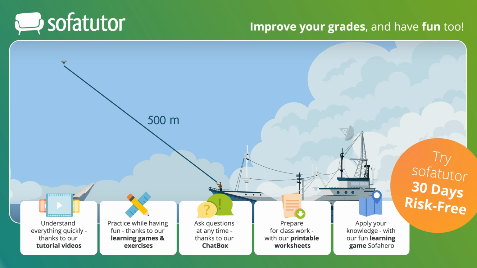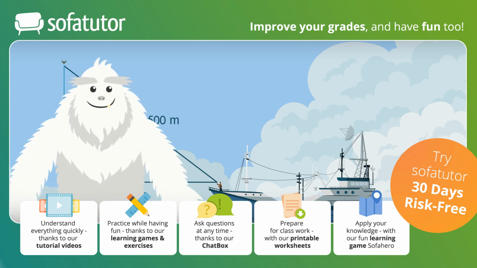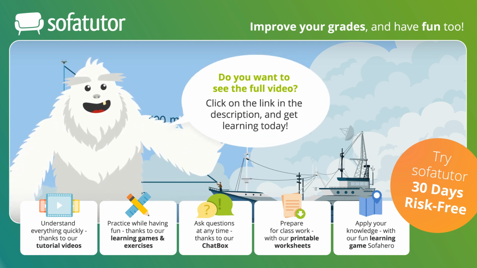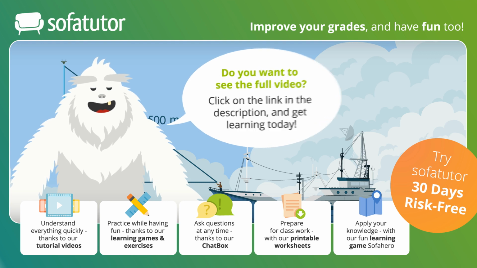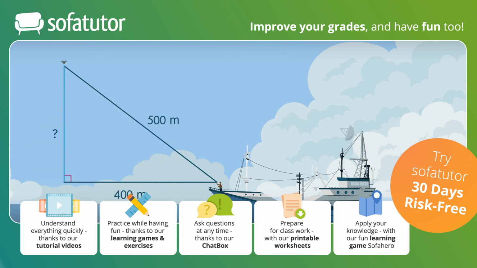The whales are directly below the drone, which means this is the altitude, so it creates a right angle. Additionally, the whales are 400 meters from Wade on the boat. So, how high is the drone above the whales? Notice that we have a right triangle and know two of its side lengths. We need to find one side length. So, what formula can we use?